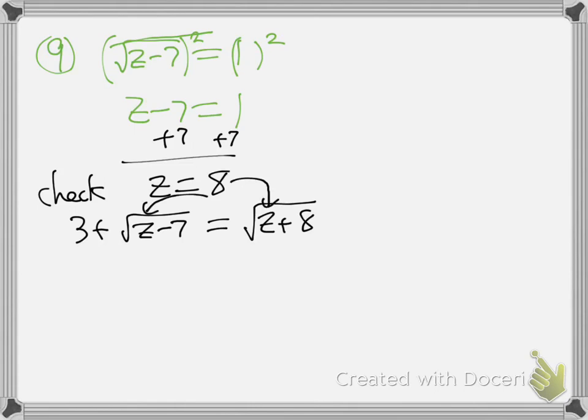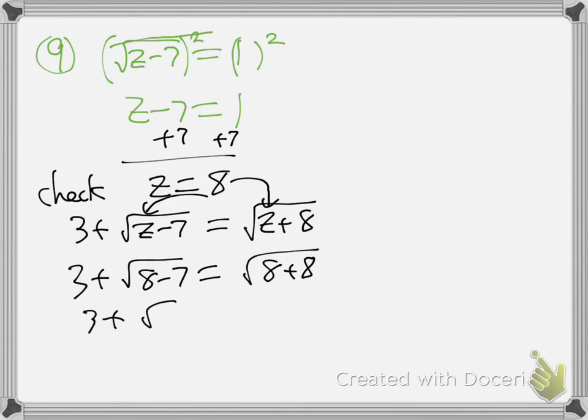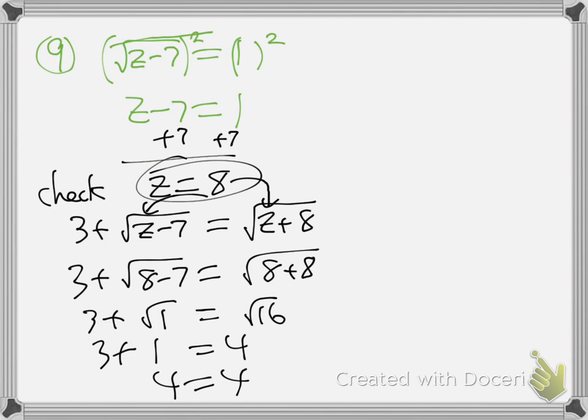3 plus the root of 8 minus 7. Root of 8 plus 8. Good so far. Just checking it. 3 plus the root of 1. This is the root of 16. Square root of 1 is 1. 4 equals 4. So it works. So the answer is indeed 8.